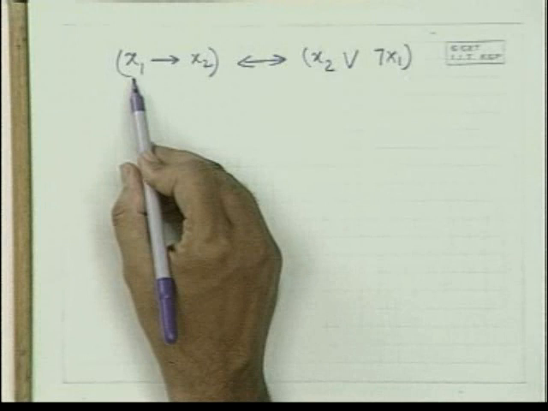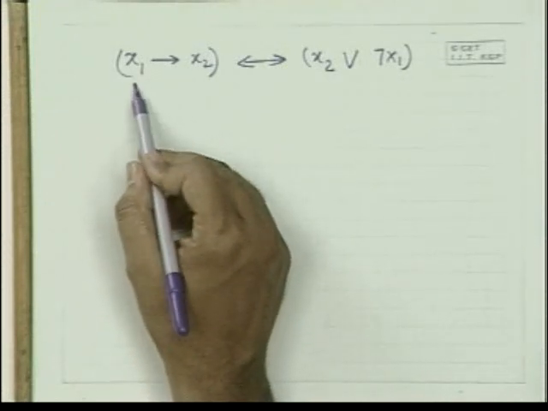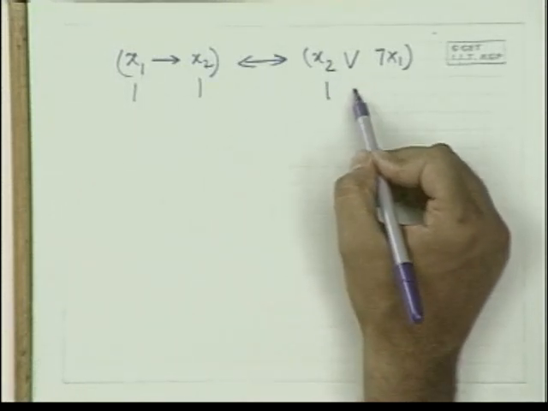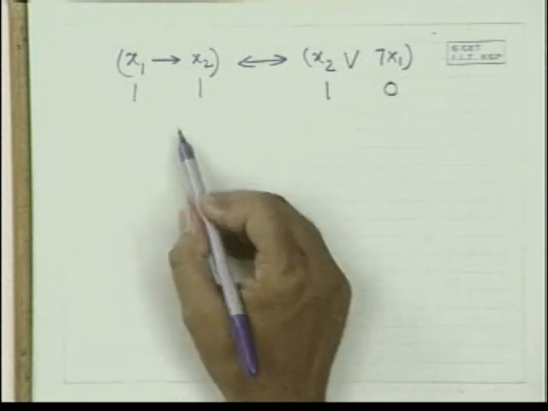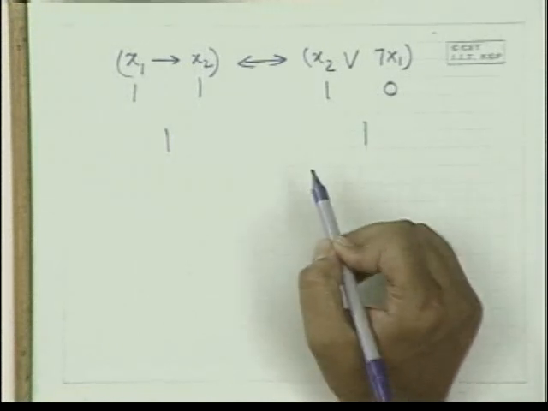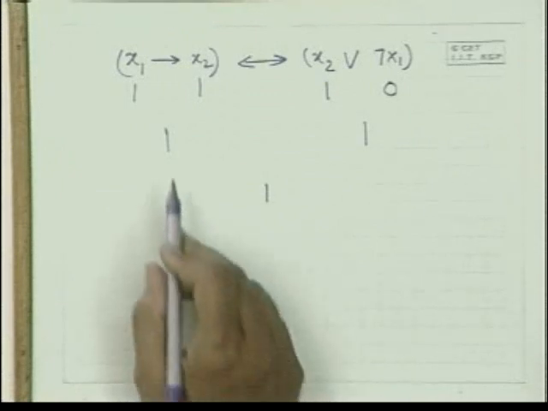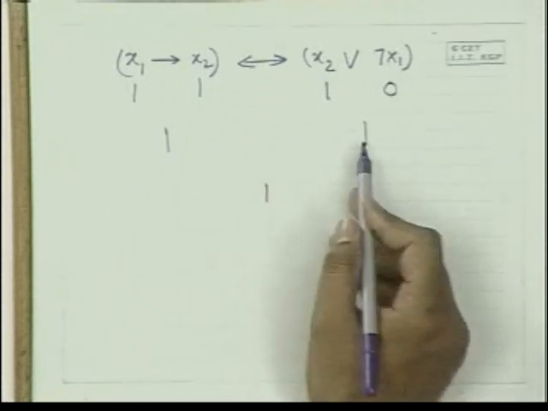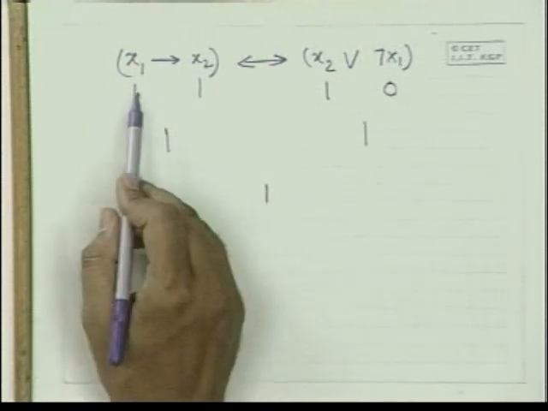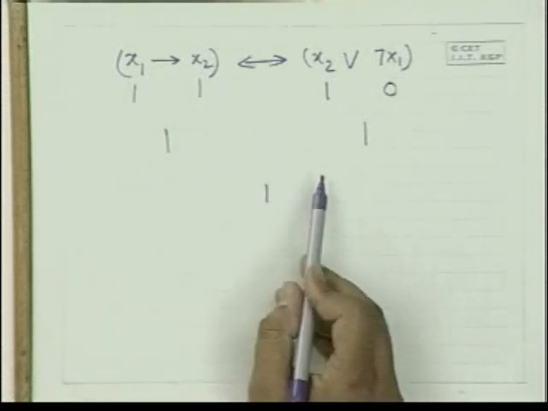Suppose I take both x1 and x2 assignment 1 and 1. If you put 1 and 1, this is true, then this becomes 1 or 0. So this gives you 1, this gives you 1, and this evaluates to 1, because 1 if 1, by implication, is right. So this entire formula evaluates to 1. So x1 is equal to 1, x2 is equal to 1. This is one truth assignment for this formula.